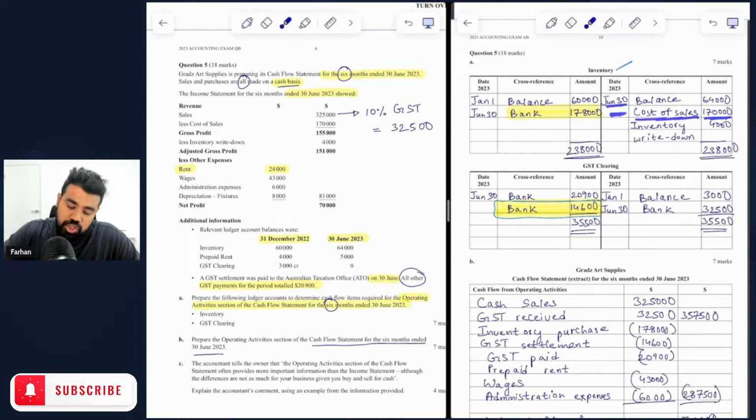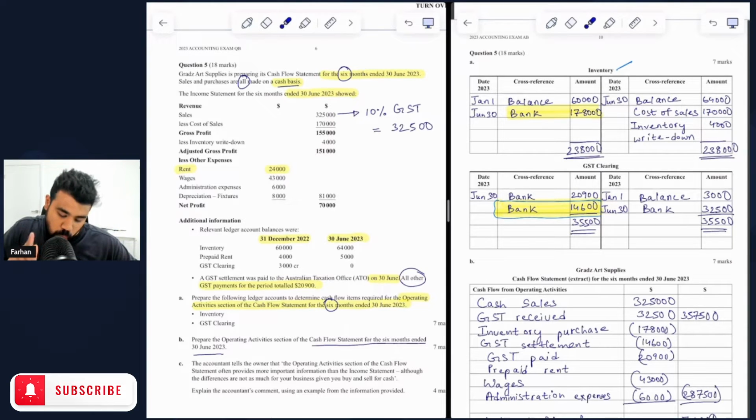So again, if you want to write June 30 here, so for the period ending June 30, 2023, we had cost of goods sold of $170,000 taken from the income statement, which results in a reduction for the balance of inventory and therefore is shown on the credit side of the ledger account for inventory.